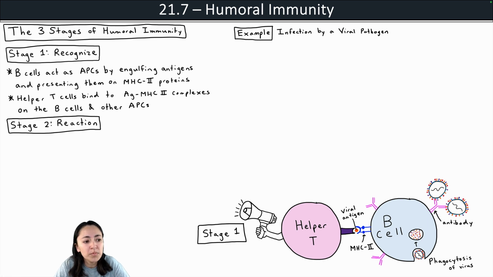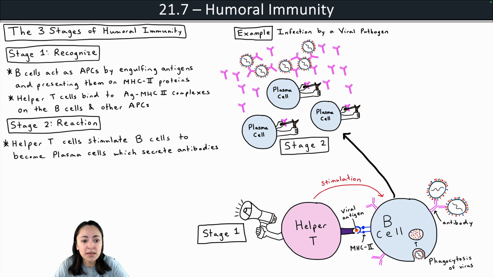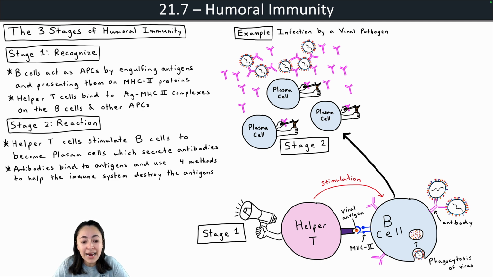The next stage will be a reaction. The helper T cells will stimulate the B cells to become plasma cells, which will then secrete antibodies into your bodily fluids, such as your blood plasma and your lymph. These antibodies will bind to antigens, and you can see that happening here. The antibodies are binding to the antigens on the surface of these viruses.